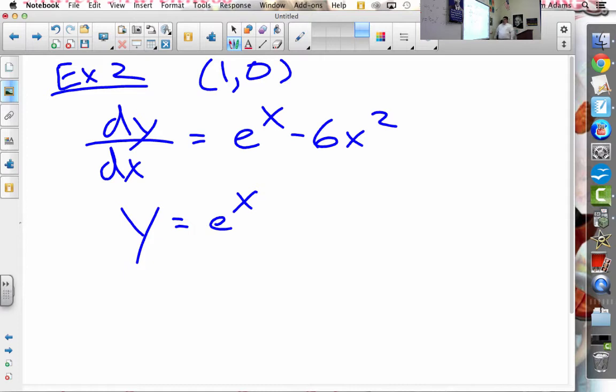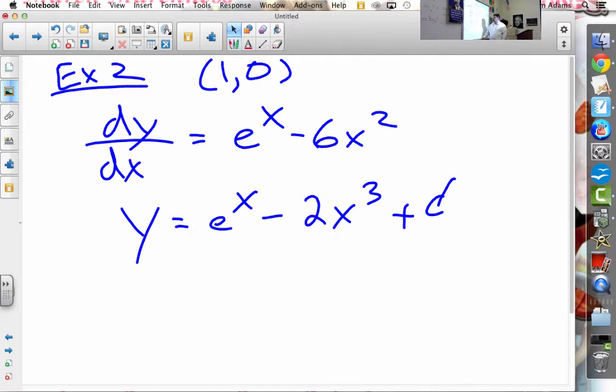Well, now here's the tricky one. This has to be something x to the third, but I had to multiply a number by 3 to get 6. 2, right? Is that right? Okay. Plus c.